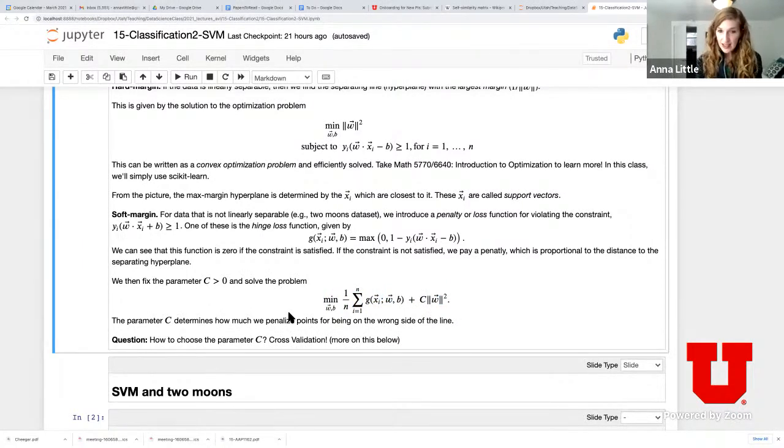So a very important question comes in: how do you choose C? That will have a big effect. The parameter C determines how much we penalize points for being on the wrong side of the line. If you think about taking C larger and larger, this will start to dominate. So we want to choose C in a smart way. As we'll see later in the lecture and also in the homework, a good way to do this is through cross-validation.